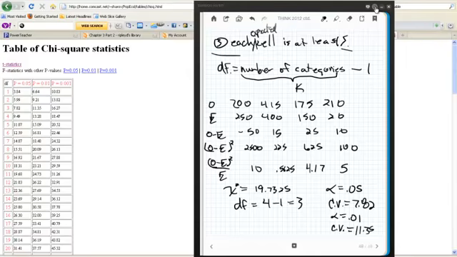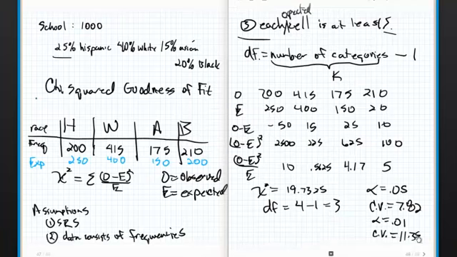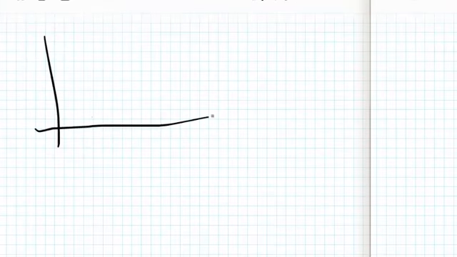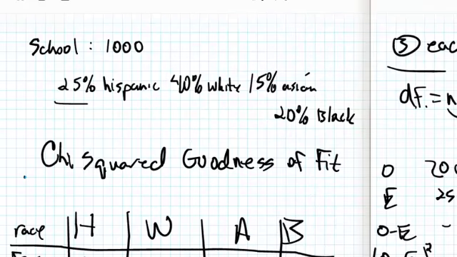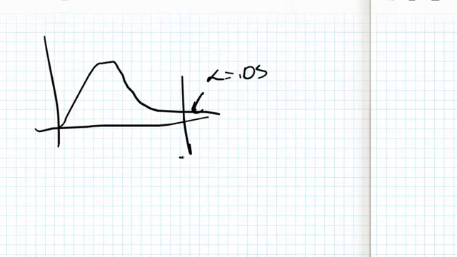Now remember how this works. The way chi-squared looks is like that. So if I pick alpha equals 0.05, then my critical value is 7.82. I'm going to change colors just because I love it so much. So this is my critical value.